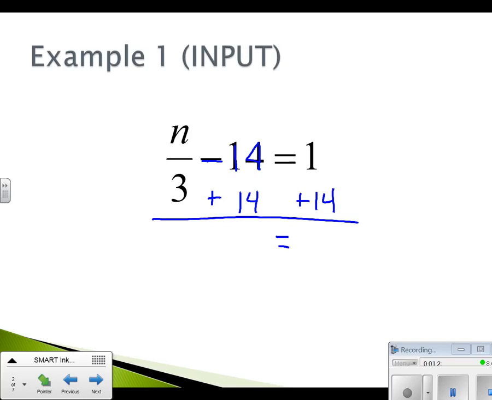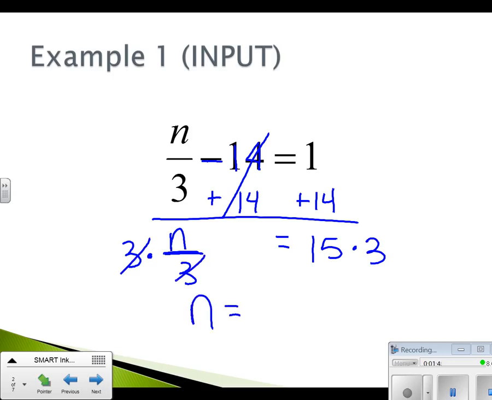Here's my equal sign. This simplifies to 0, so I'm left with n divided by 3 is the same as 15. Then I said you multiply or divide second. Now we have n divided by 3. The opposite of dividing by 3 is multiplying by 3. Whatever you do to one side, you do to the other. This simplifies to 1, so you're left with n, which is 15 times 3, to give you 45.